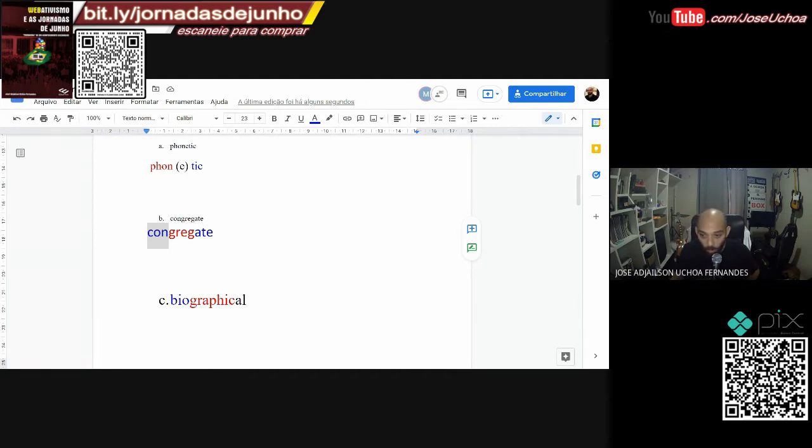No, Mateus. In the case of con, it's what I'm saying here. Con does not have a meaning on its own. If you search the dictionary, it's a prefix. Understand, it's not a root because it does not have its proper meaning.